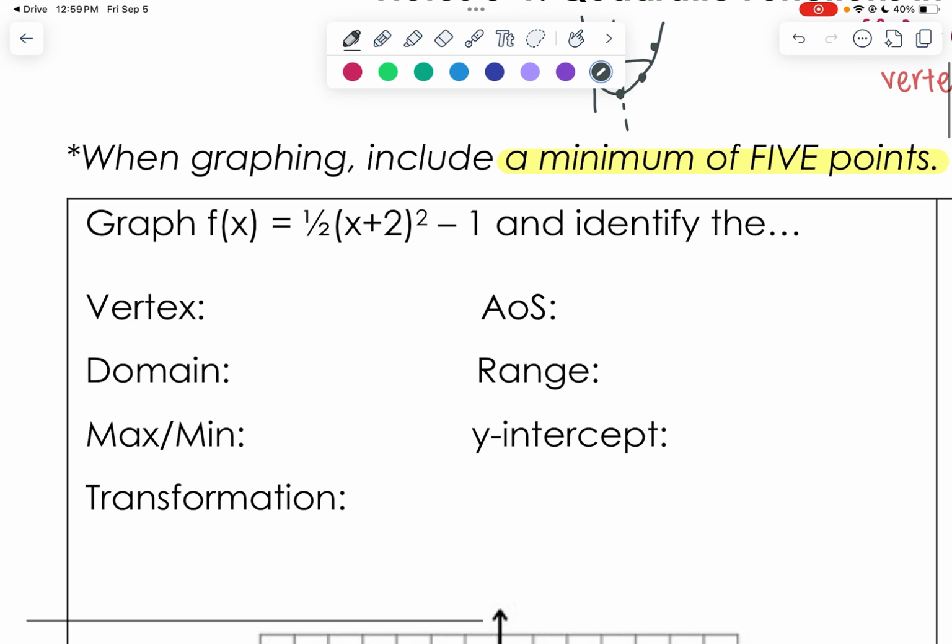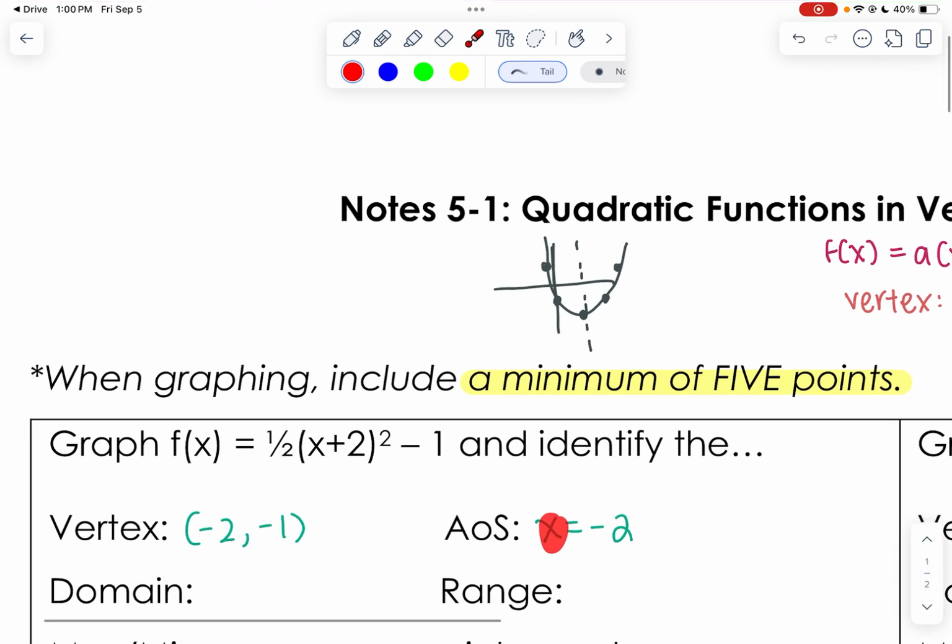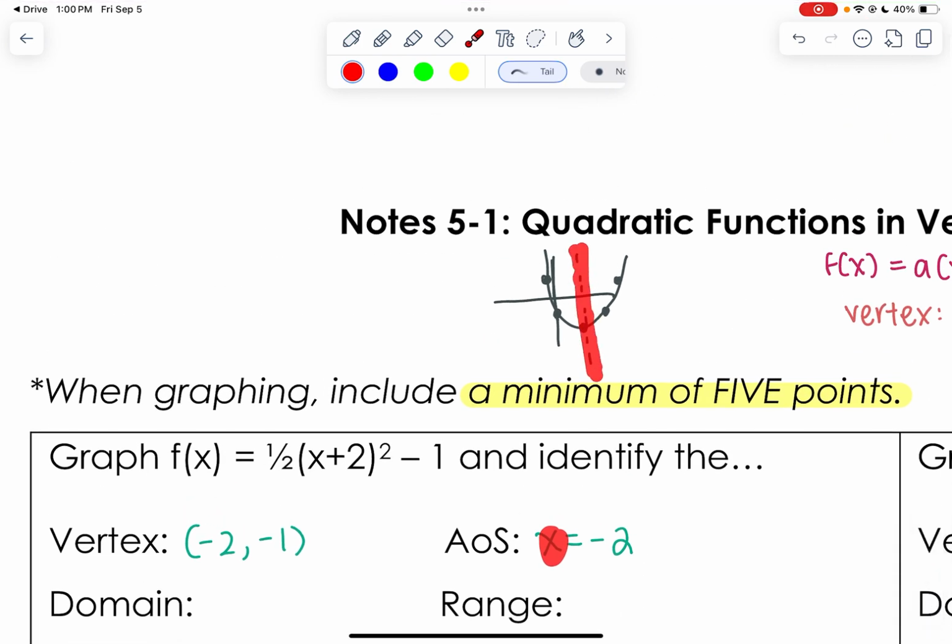Okay, my vertex would be at -2. Remember, this is the opposite. So this would be at (-2, -1). Because your axis of symmetry is that x coordinate, that would just be x equals -2. Don't forget about the x equals because it's an axis. It's a line of symmetry going through there, right?